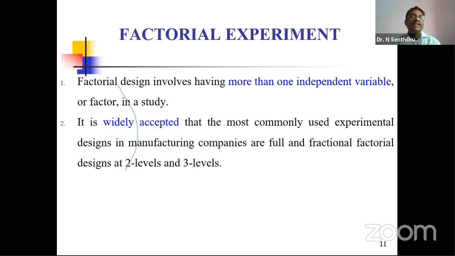Here we also come across two levels and three levels. So what is meant by levels? For cutting speed, if I consider 100 meters per minute and 200 meters per minute, then it becomes two level. 100 is one level and 200 is another level. Whereas in the case of three levels, for cutting speed, 100, 200 and 300 meters per minute, it becomes three level. So how many values I consider for each and every input determines the level values.